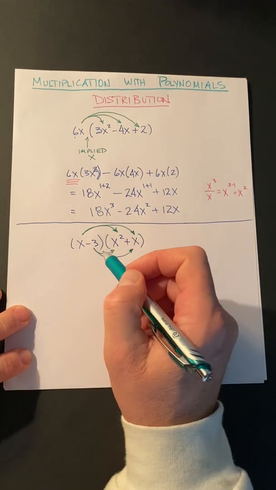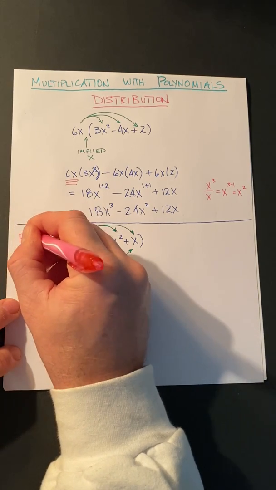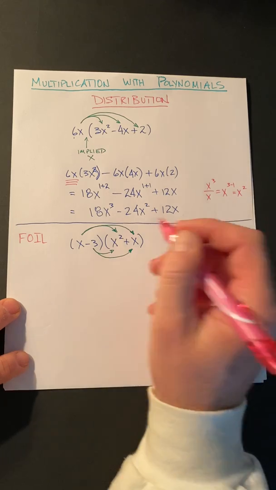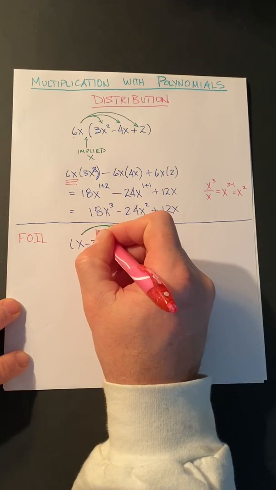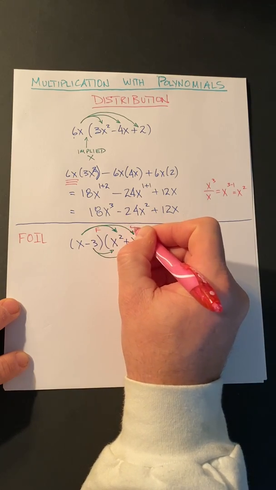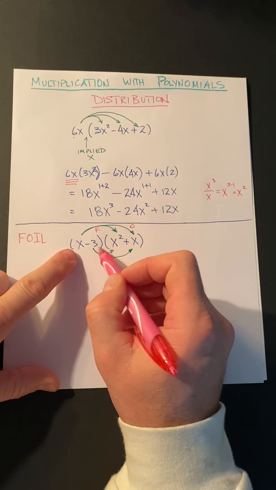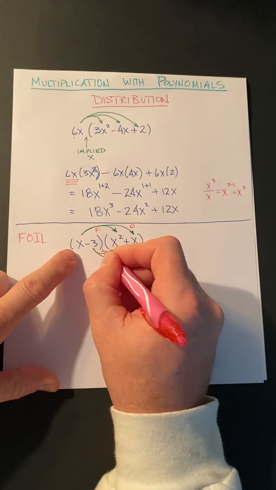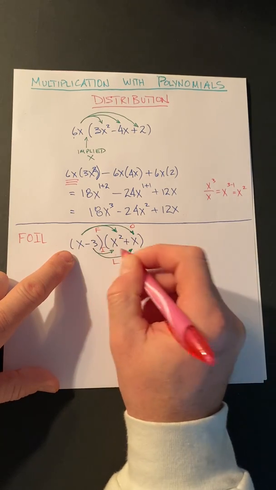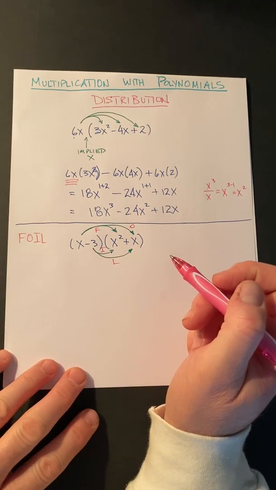Now, when I have a binomial times a binomial, you've probably seen this before, it is FOIL, okay? So x times x squared is the F. X times x is the O, because that's the outer. This is the first. 3 times x. Well, that's my I, because that's the inner two terms. And then L is last, because it's the last two terms multiplied together, okay?